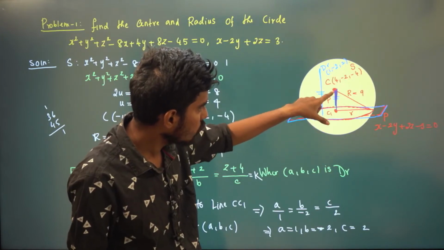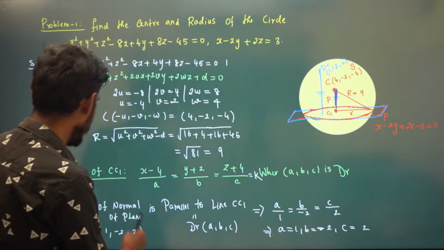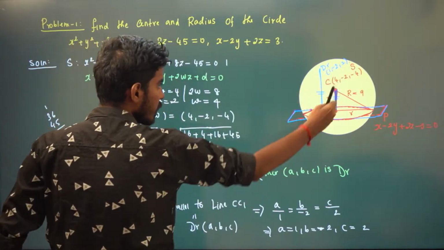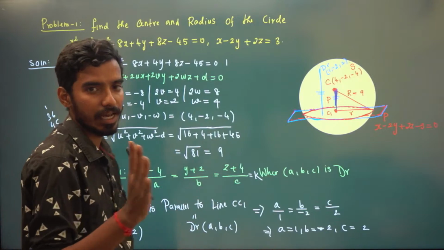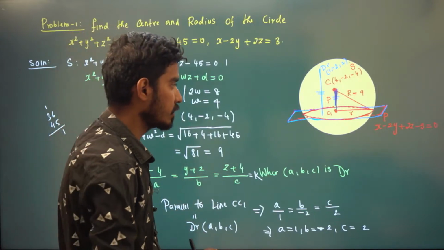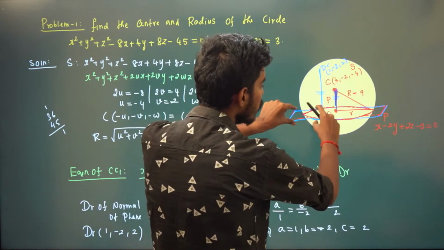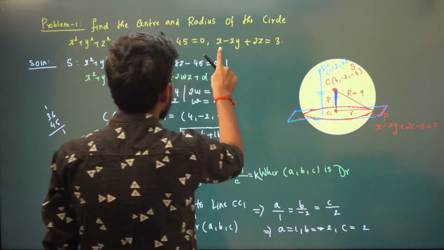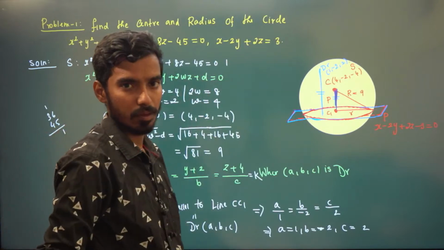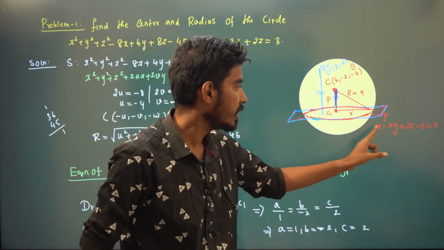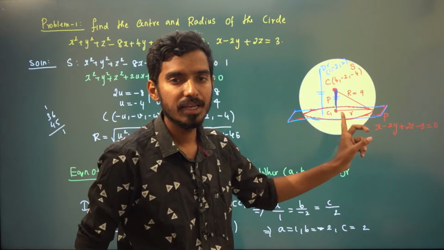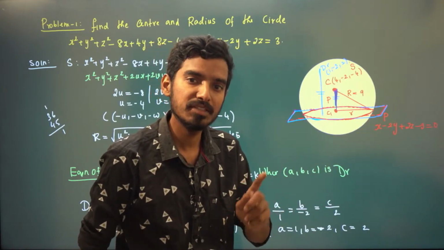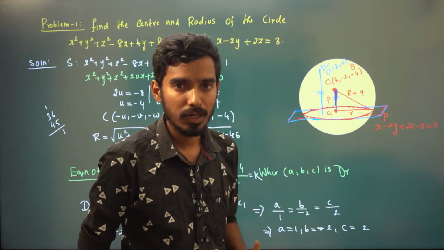For this line I know one point, which is (4, -2, -4). So the equation of CC1 will be (x - 4)/A = (y + 2)/B = (z + 4)/C, but we don't know the direction ratio. Now, to find the direction ratio, we already know the equation of the plane. What is the direction ratio of the normal to the plane? It is 1, -2, 2. Right? Whenever you have a plane, Ax + By + Cz + D = 0 is the equation of the plane, where A, B, C is the direction ratio of the normal to the plane.